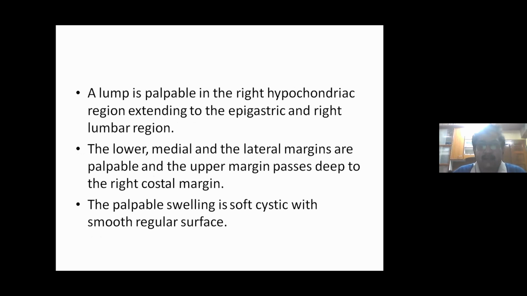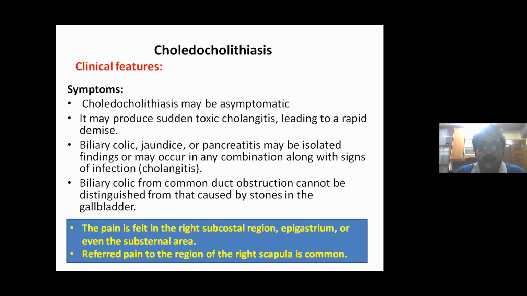If a lump is palpable in the right hypochondriac region, extending into the epigastric and right lumbar region, and the lower medial and lateral margins are palpable and the upper margin passes deep to the right costal margin, with a palpable swelling that is soft, cystic with a smooth regular surface, then this is certainly a gallbladder swelling due to periampullary carcinoma or carcinoma head of pancreas. Now come to the second part of the question.